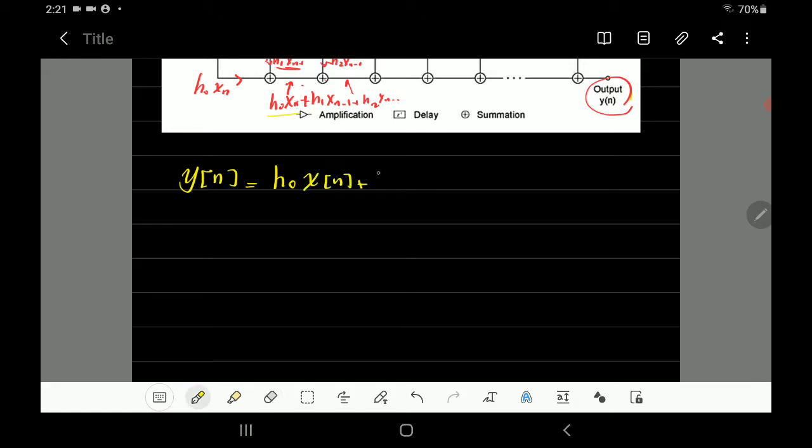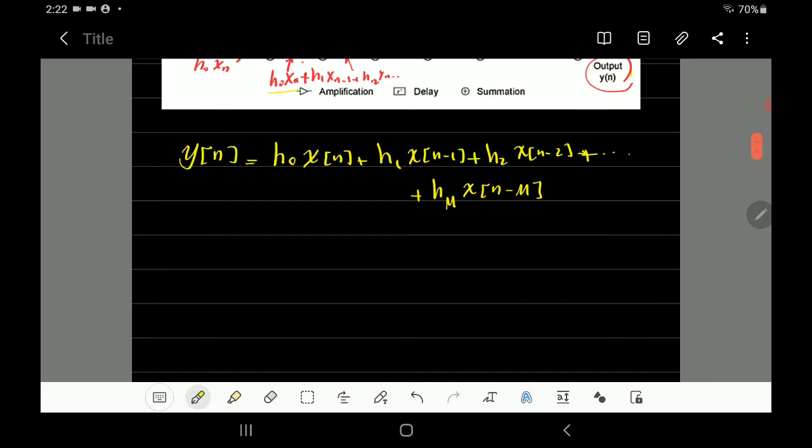And then h1 times x delayed by 1 unit, h2 and x delayed by 2 units. And then you continue up to the last one, which will be h capital M times x of n delayed by capital M. Great. So what do we do next?